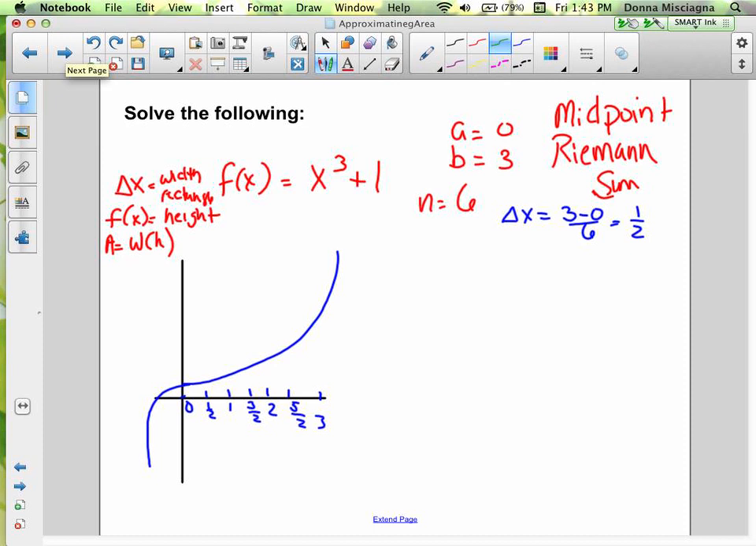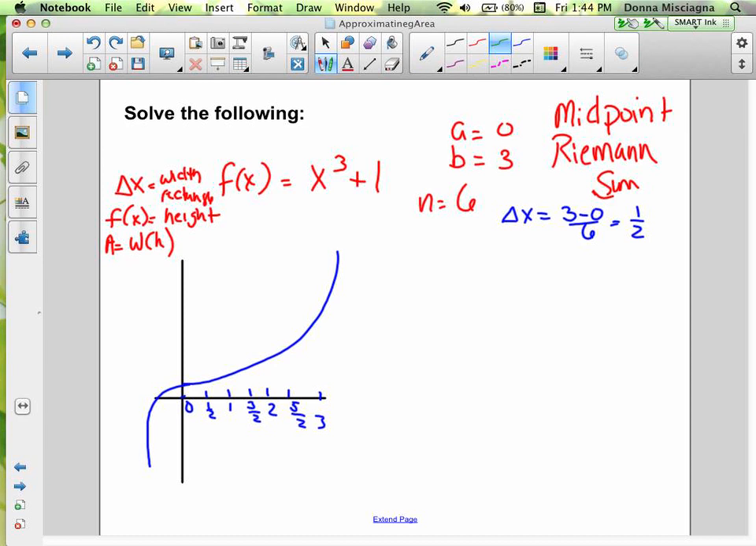I would ask whether it's going to be an overestimate, or actually, we won't do that on the midpoint. We do that on the left and the right. Kind of hard to tell. So I'll never ask you to figure out if it's an overestimate on the midpoint. You're not going to be able to tell that. But on the left-hand Riemann sum, this would be an underestimate because it is an increasing function. Right? It's concave up from 0 to 3. We know that it's an S, right?